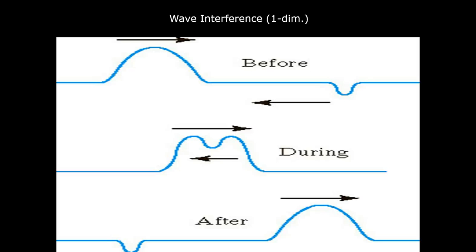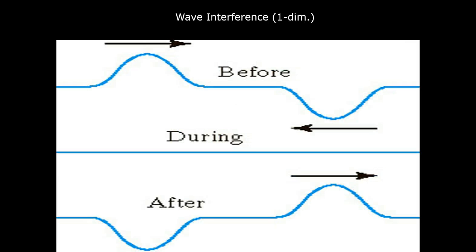But then after that interference, where it says during, what do you notice? The large amplitude wave that was moving to the right is still a large amplitude wave moving to the right. The small negative amplitude wave moving to the left is still a small negative amplitude wave moving to the left. So what happens? They're just passing through one another. That's all.